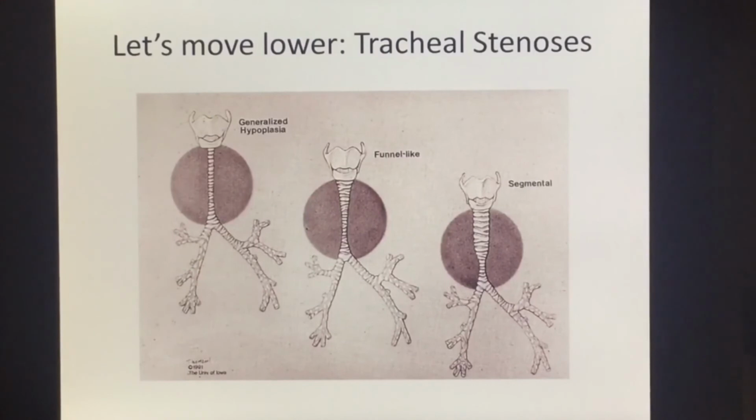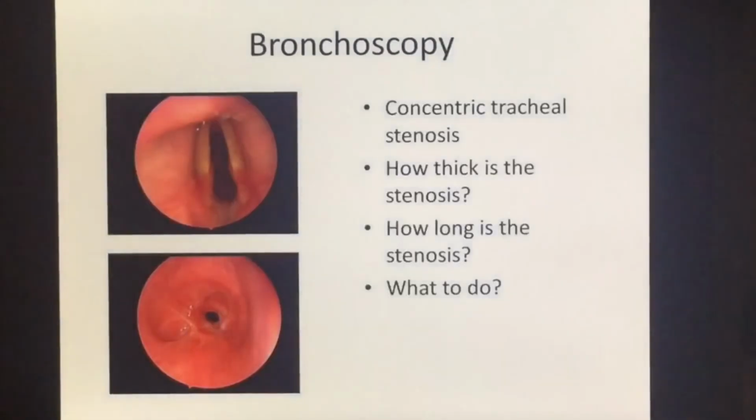Moving lower onto tracheal stenoses, you can see that there are various degrees of tracheal stenosis that you can deal with, and the degree of tracheal stenosis will dictate what type of procedure you need to do in order to expand it. On bronchoscopy here you can see a view of vocal folds, and underneath is a severe tracheal stenosis. There is a good amount of distance between the glottis and the stenosis, and it can be anywhere along the trachea. So this shows concentric tracheal stenosis.